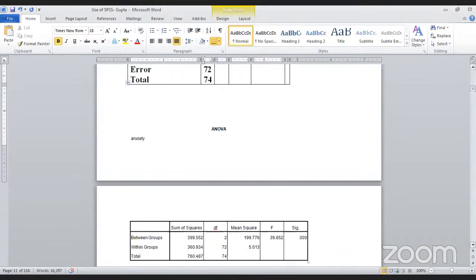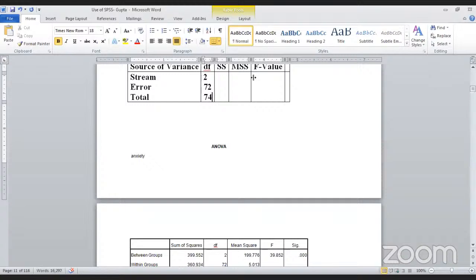Now, I have to write SS, sum of squares. This value is 399.55. I need not write up to 3 decimals; I can write only up to 2 decimals. Next is 360.93. I need not write it for the total.